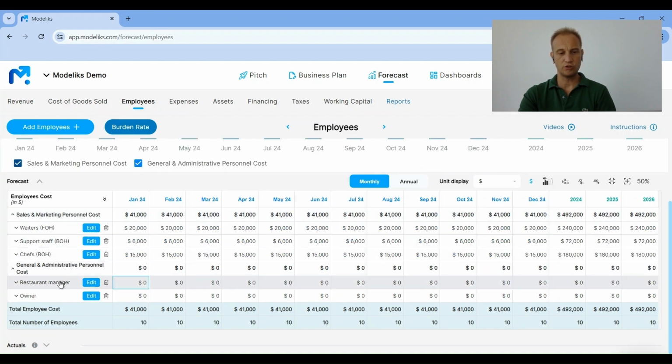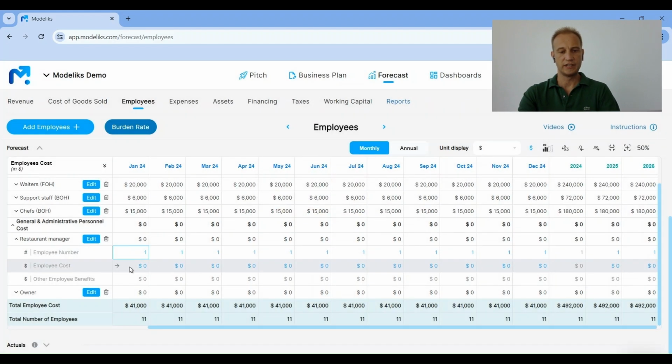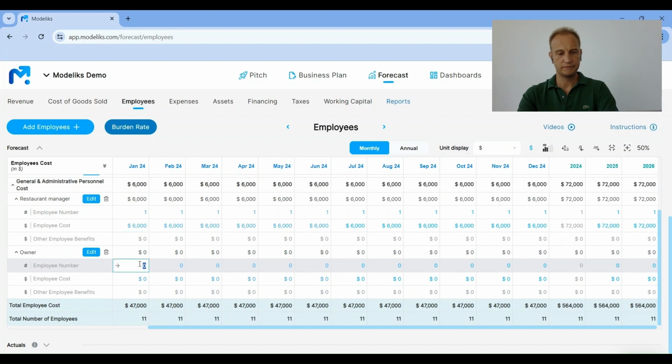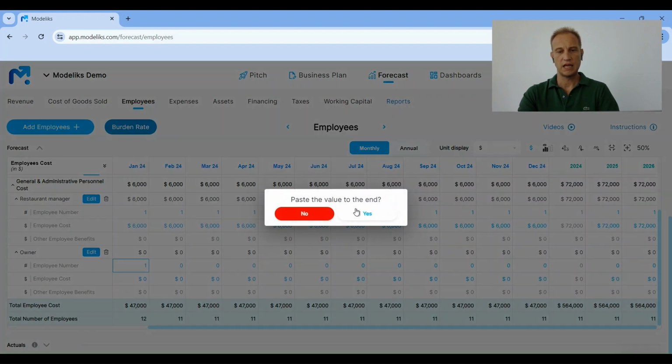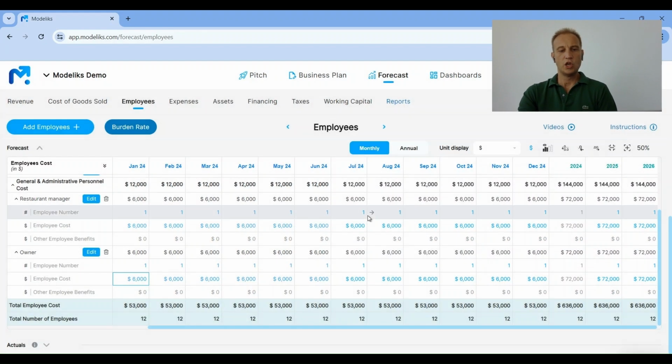Now we go finally to the restaurant manager. This is usually 1 person. Number is 1, and their salary is $6,000 per month. Copy paste that to the end. And finally, the owner, 1 person. And let's say he has a salary of also $6,000 per month. With that, we have calculated that we have a total of 12 employees and the total cost per employee.